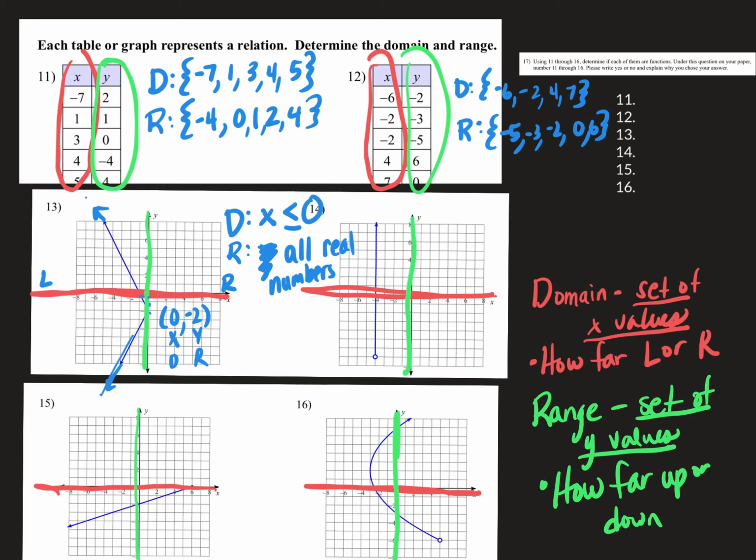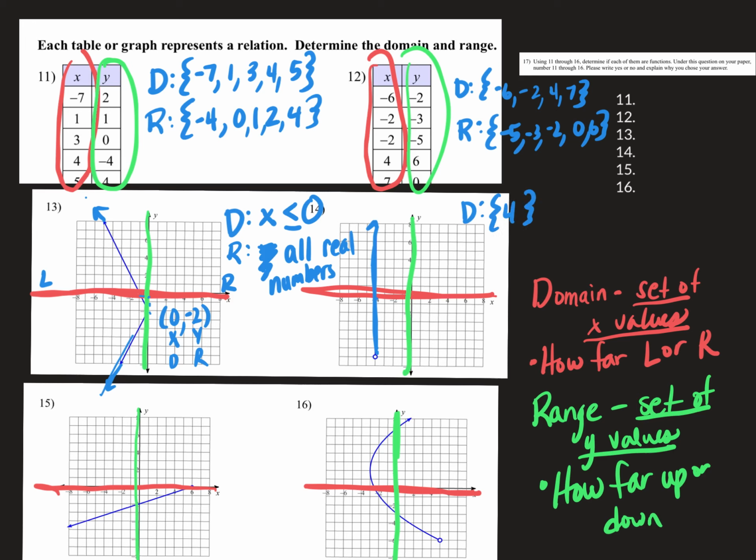Now, for number 14, does this graph go forever left and forever right? Well, if you look at it, the blue graph only goes to the left 4, and that's the only place it is, all the way up and down. So every one of my x values on that graph is 4. The domain is 4. That's it, just 4.